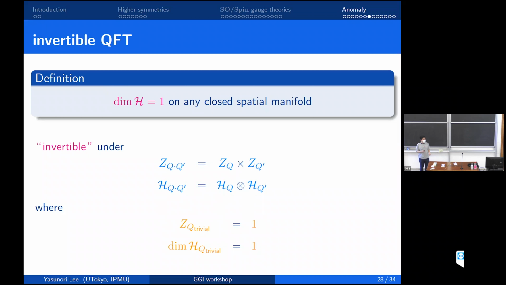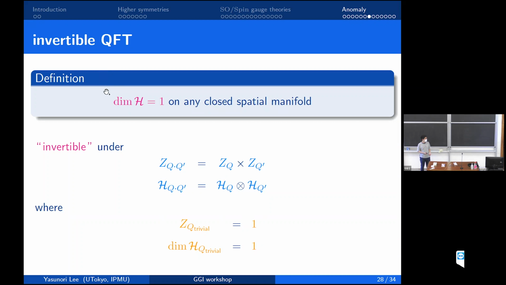So it is simply defined to be a QFT having one-dimensional Hilbert space on any closed spatial slice. So one might think that such QFT is trivial, but that's actually not the case. There can be non-trivial QFT with non-trivial partition function, even though the Hilbert space is one-dimensional. And these theories are invertible in the following sense.